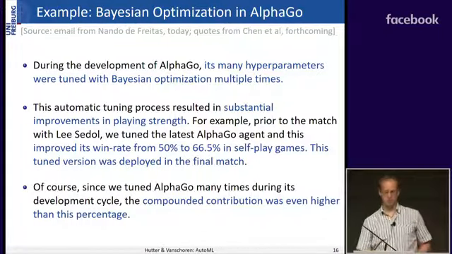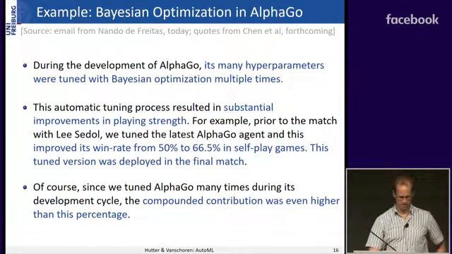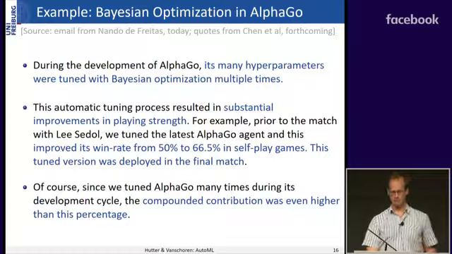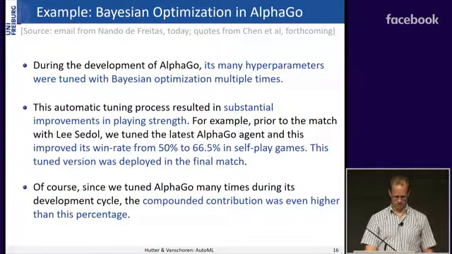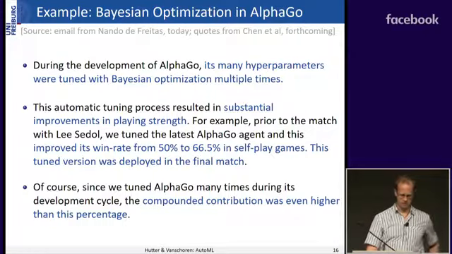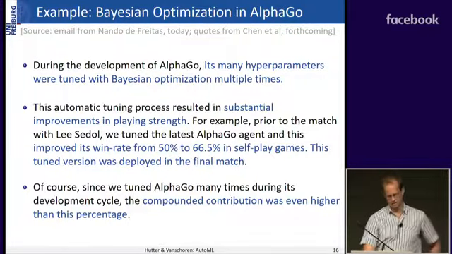One example for Bayesian optimization: I got an email today from Nando de Freitas, who knew that I'm giving this tutorial, and he told me finally he can tell the world that Bayesian optimization was actually very crucial inside of AlphaGo. So here are some quotes of his email, which are quotes from a forthcoming paper of his with Yutian Chen. So I'm just going to read this to you.